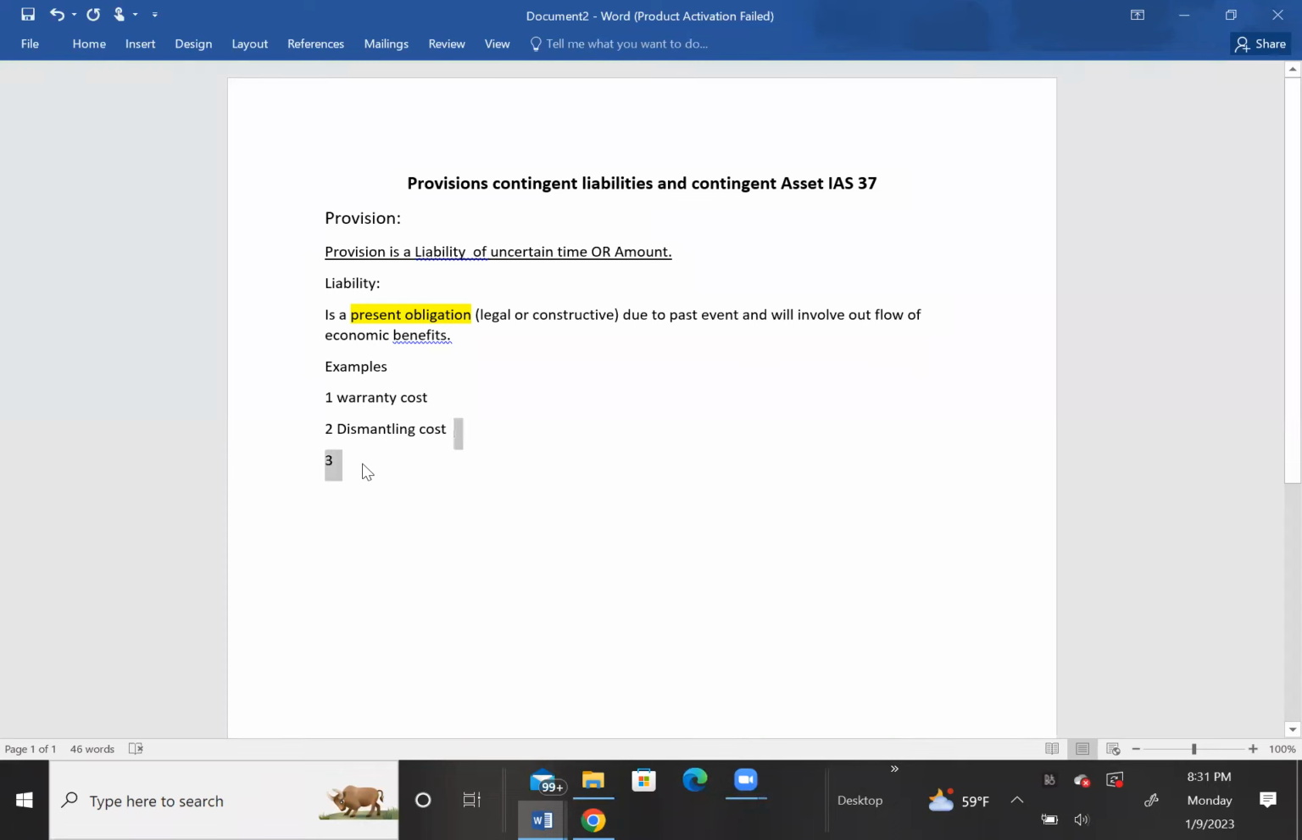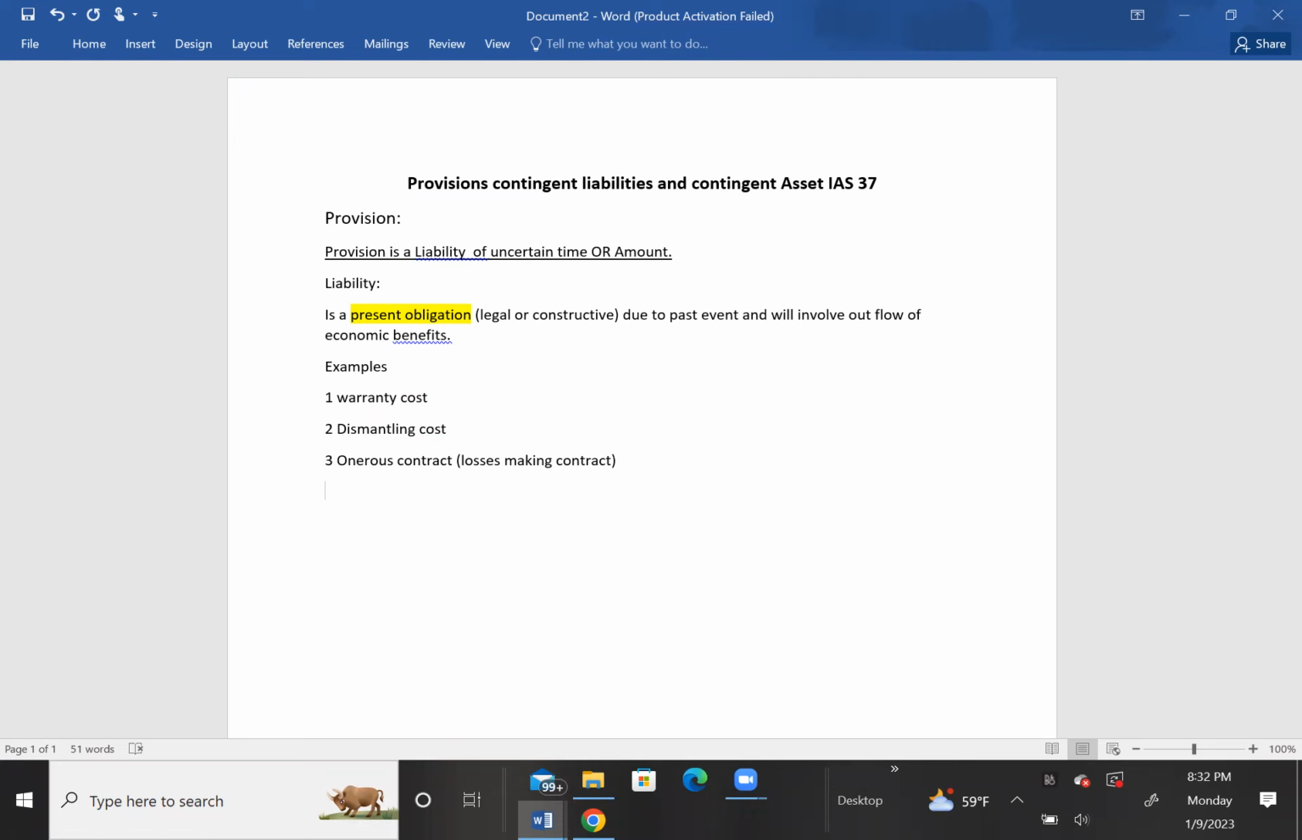Another example I can give you is an example of onerous contracts. Onerous contract means a loss-making contract. For that contract, we will also recognize a provision.